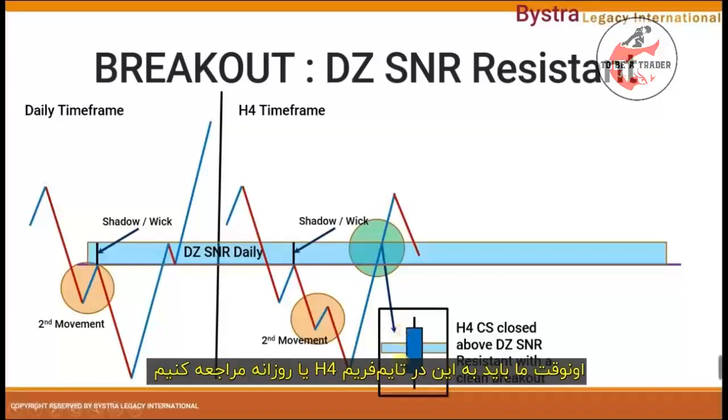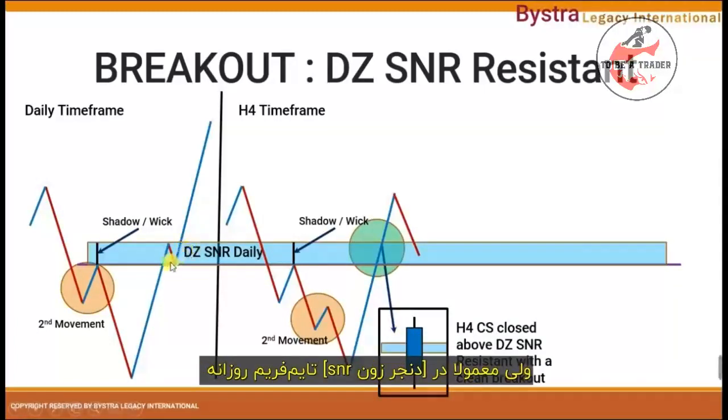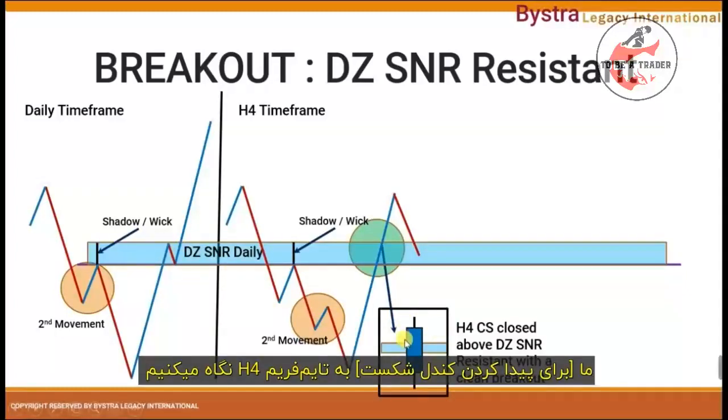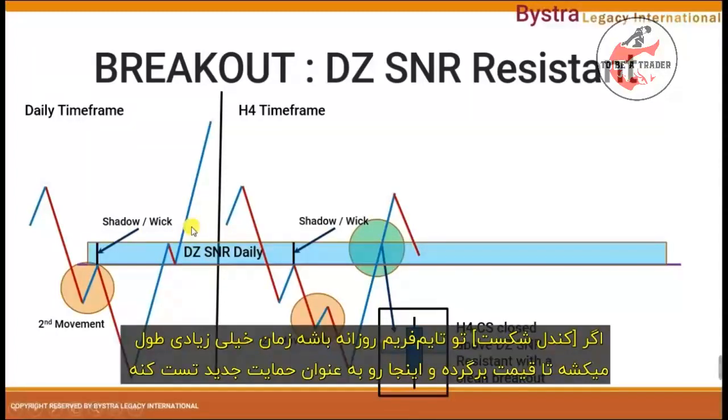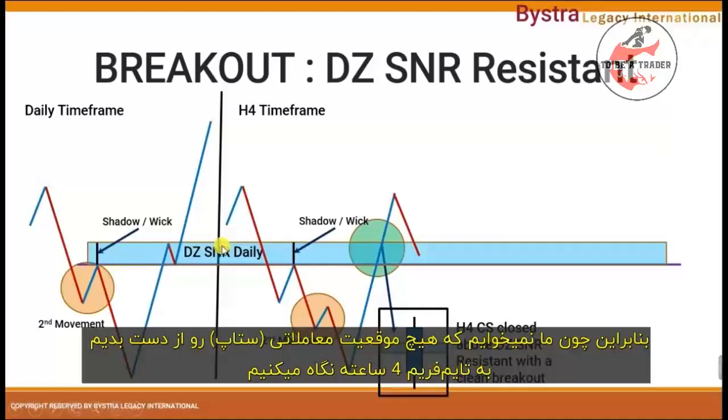Now since this is a danger zone SNR daily on the resistance, then we need to refer this at the H4 time frame or the daily time frame. But normally on the daily time frame of the SNR, we will look at the H4 because the daily time frame has not closed the candle here. It will take a very long time to come back here to retest as a new support if this is on the daily time frame. So we do not want to miss any setup opportunity. We look at the H4 time frame.